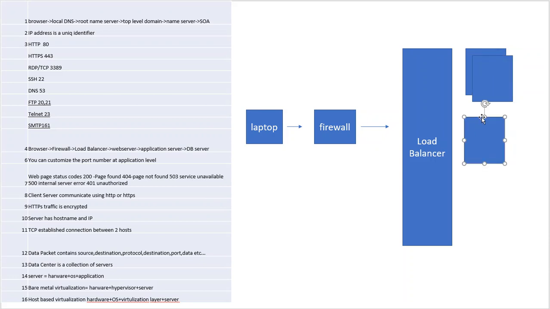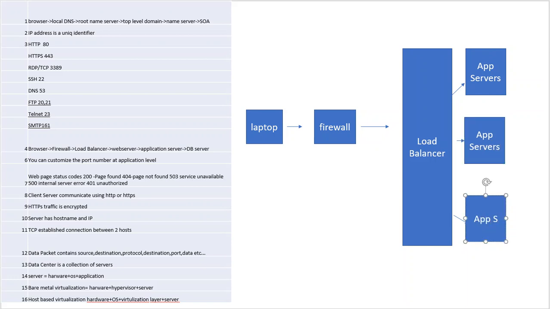Let us say I have three servers. The request can go to any of the three servers. So what are these? Servers. If the application is a web application, there might be a web server in between also.